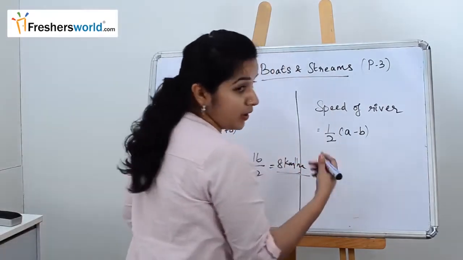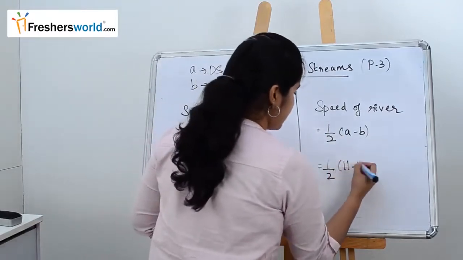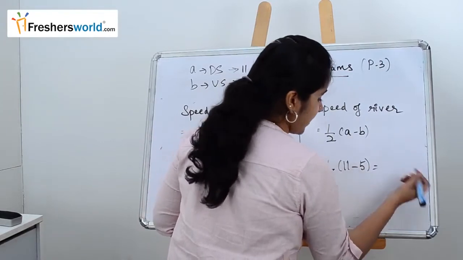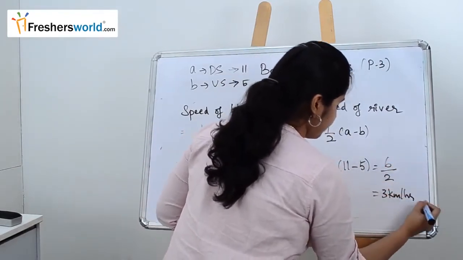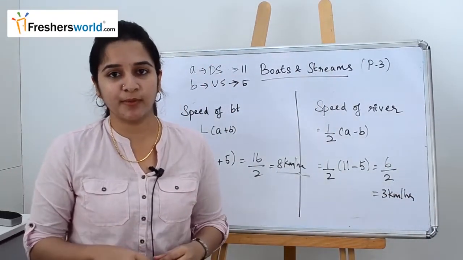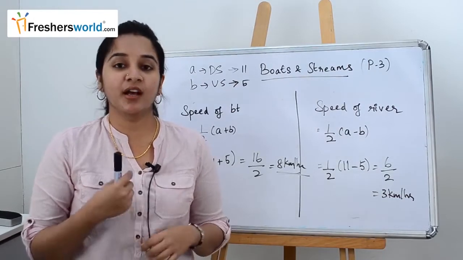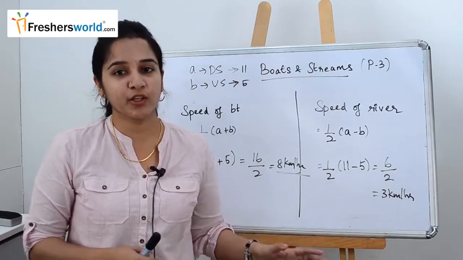Similarly, the speed of the river or the current is half (a minus b). So a is 11, b is 5. 11 minus 5 is 6, which is nothing but 3 kilometers per hour. So in today's video, we solved two tough problems to understand this concept better. In upcoming videos, we'll be solving much tougher problems to know the overall idea of boats and streams.